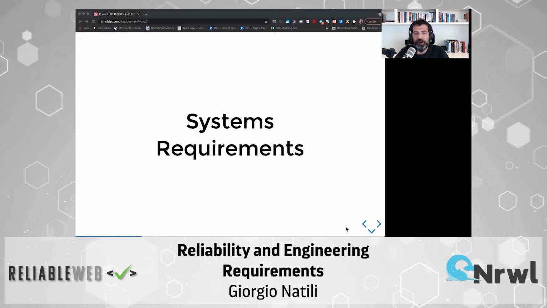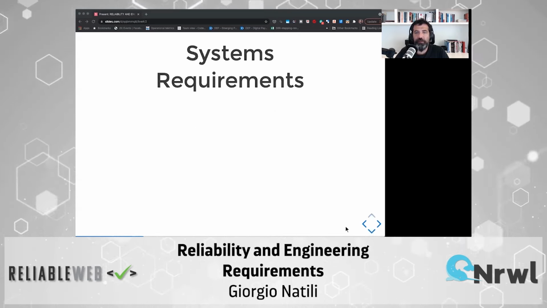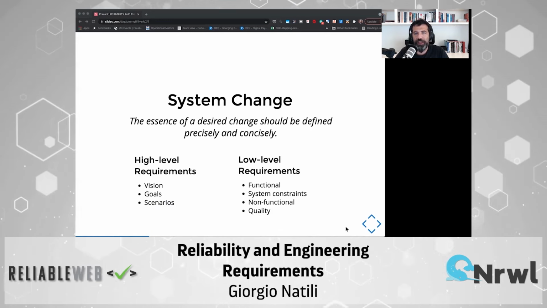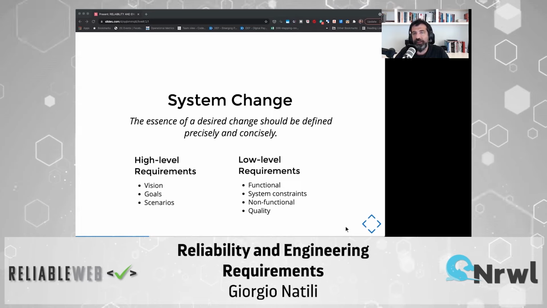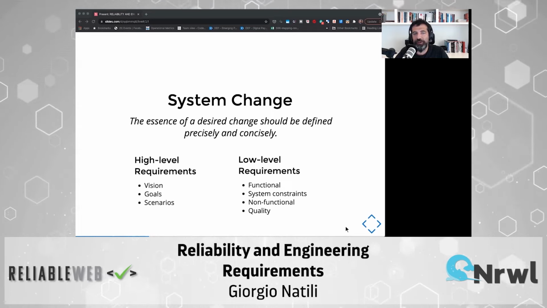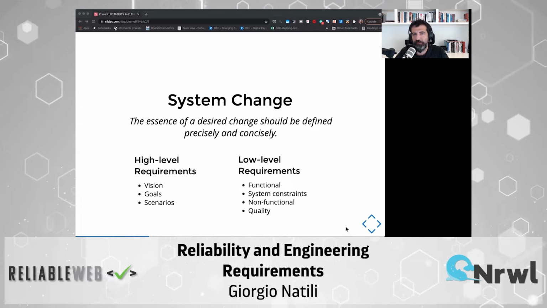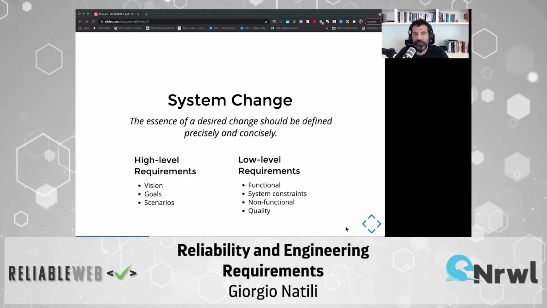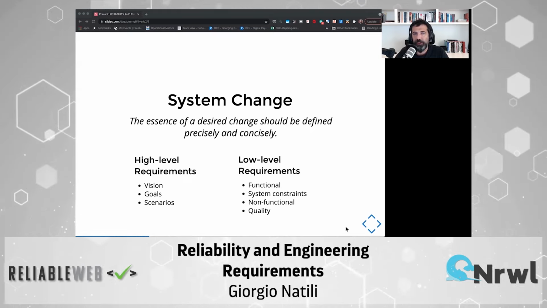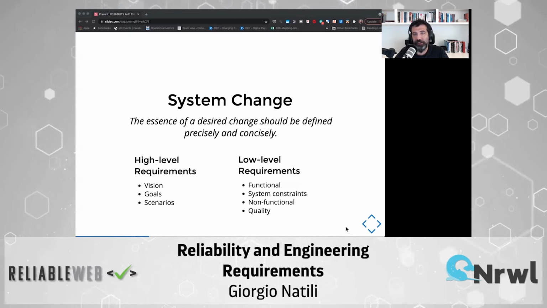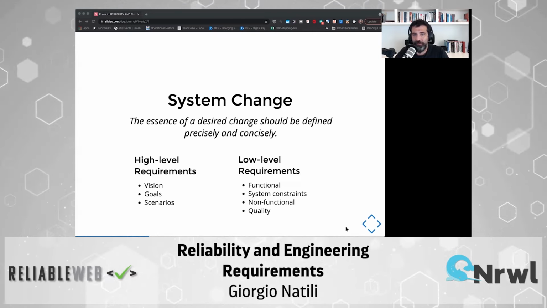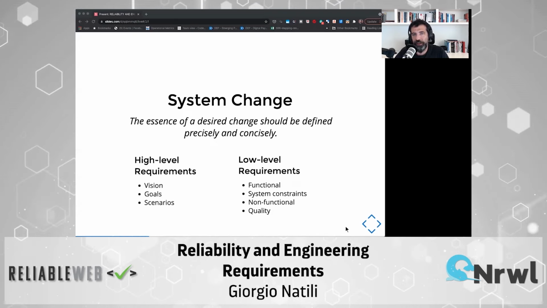What is a system requirement? A system requirement is nothing more than the essence of a desired change to a system that must be defined precisely and concisely. Apologies, I used must and I wrote should. In the ideal world, every single requirement must be precise and concise. In reality, they're not like that.